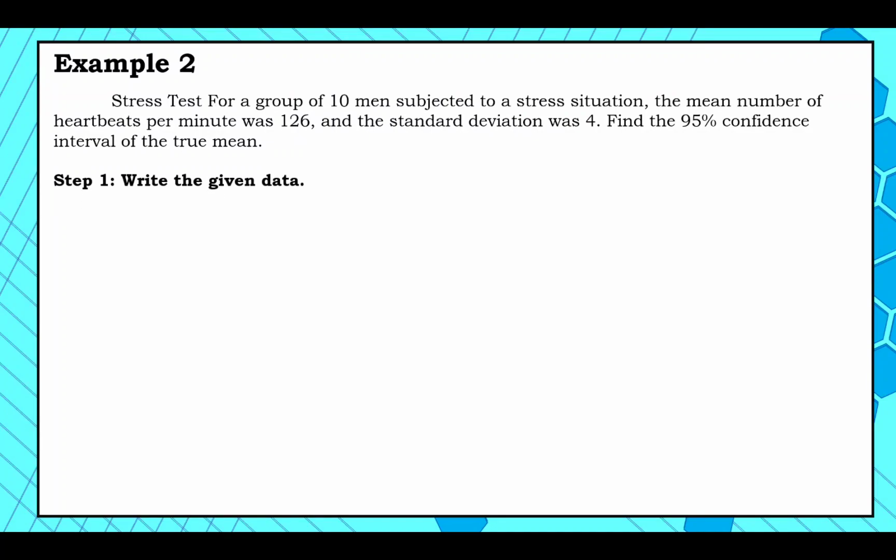So to write down the given, again, the subject of the study is a group of 10 men. So we only have a sample size of 10. And from there, the mean number of heartbeats was 126. So that's our sample mean, since that is obtained from the 10 men, which is our sample size. 126 heartbeats per minute. And the standard deviation, which is also a sample standard deviation because it came from the 10 men, is 4 heartbeats per minute. And we're going to consider the confidence level, which is 95%.